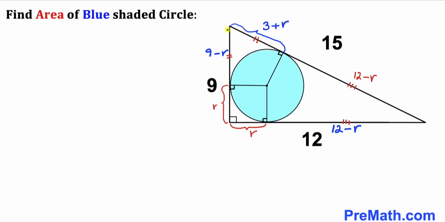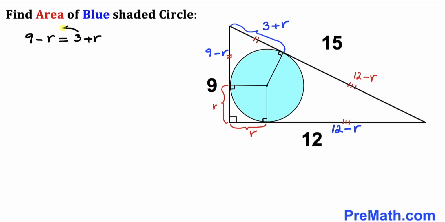And now we can see that this side length is congruent to this side length. This side length is 9 minus r and this is 3 plus r. So therefore we can equate them now. So therefore I can write 9 minus r equal to this other side length, 3 plus r.